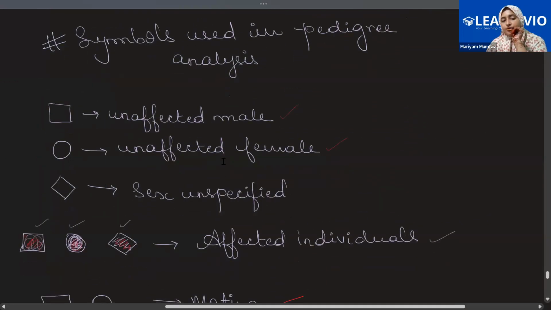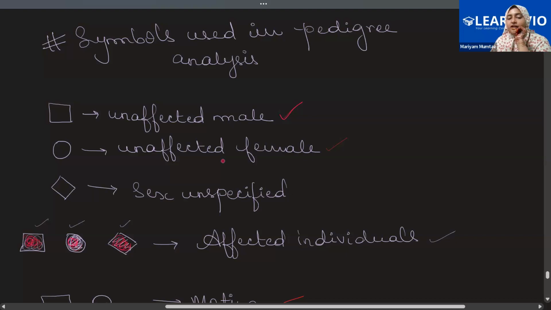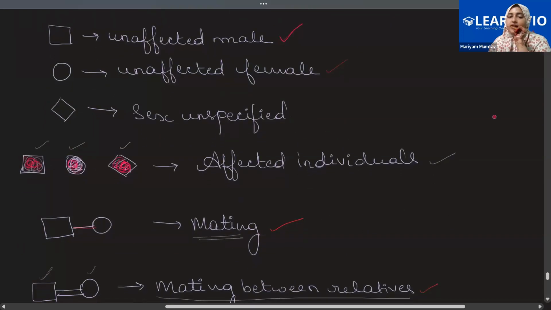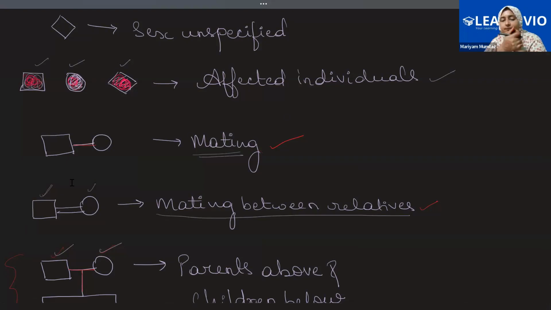Now, there are some symbols that are used to do the analysis. The square represents the unaffected male. The circle with nothing in it denotes the unaffected female, and the diamond shape is used when the sex is not known, whether female or male, but it is also unaffected. Whenever the squares, circles and diamonds are shaded or colored, that denotes an affected individual, whether male, female, or sex unspecified. When a line is drawn between a square and a circle, meaning a male and a female, both unaffected, that is known as mating. When two lines are drawn, that shows mating between relatives.